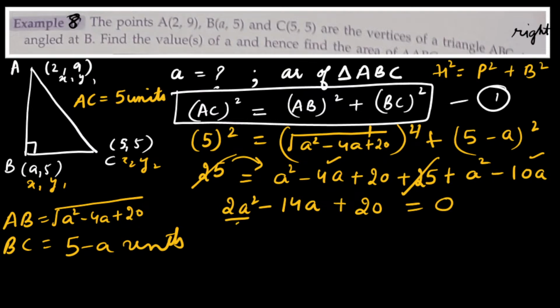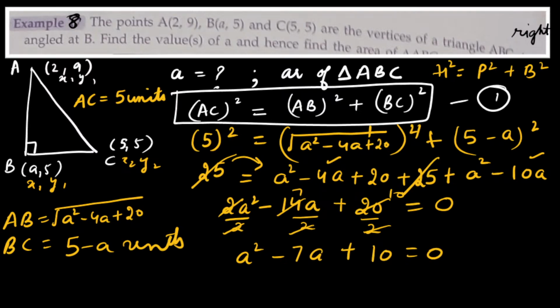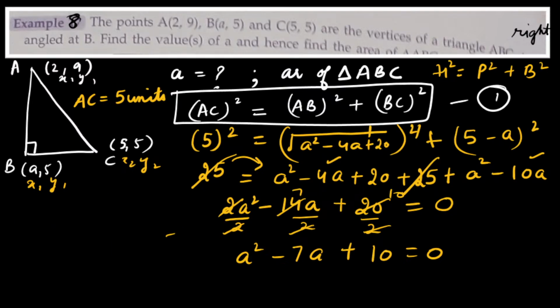Now 2 is a common factor. I'll divide the entire thing by 2. 2 and 2 will get cancelled. 2 into 7, 2 into 10. So A square minus 7A plus 10 is the quadratic equation which we have gotten now. So this one we can just solve by splitting the middle term. So after solving it by splitting the middle term, A square minus 7A plus 10 is equal to 0.